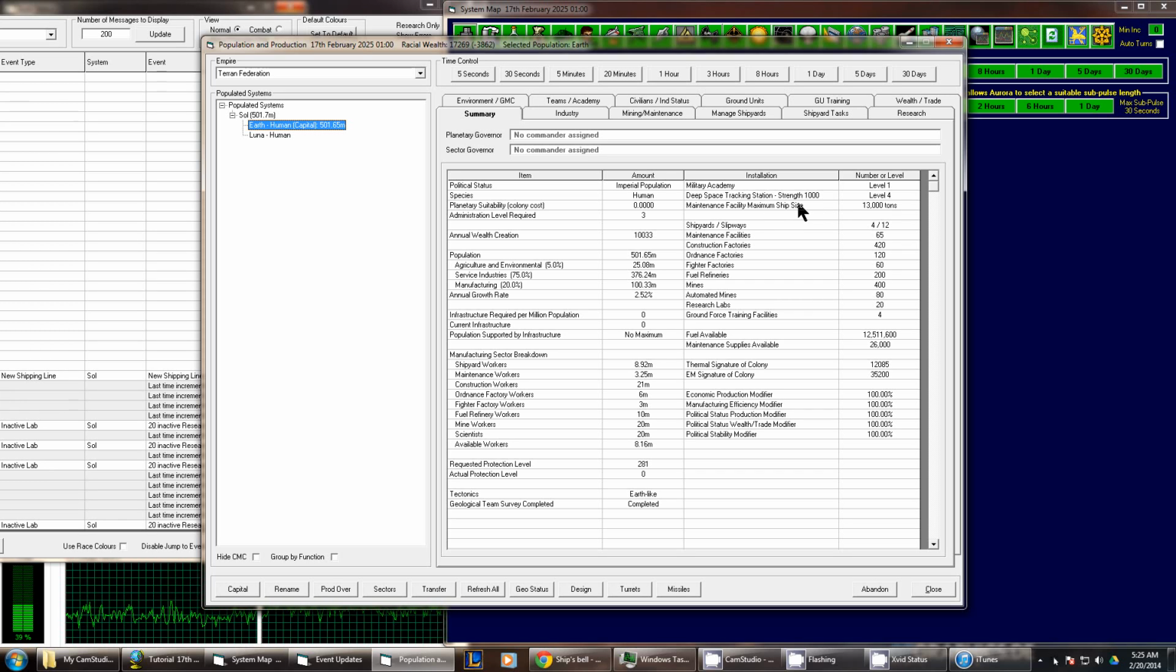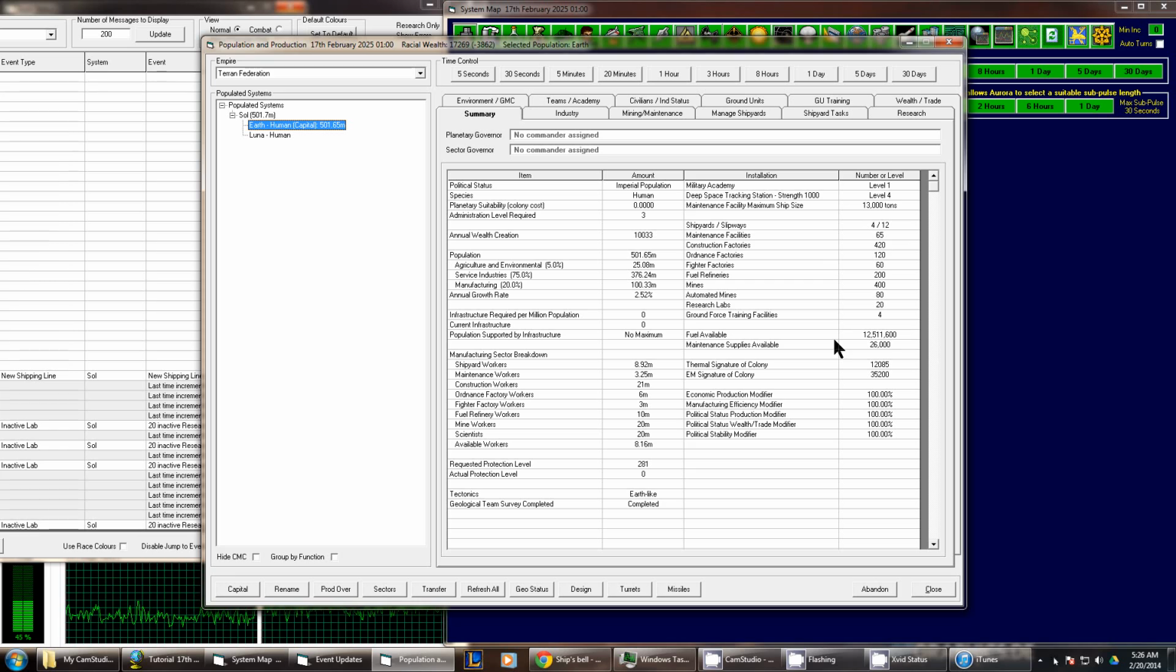Maintenance facility, the maximum ship that can be inside the maintenance facility is 13,000 tons. We'll get into that a little bit later. We have 4 shipyards, and each one is going to have 3 slipways. We have 65 maintenance facilities and so on. We have that many of those installations.